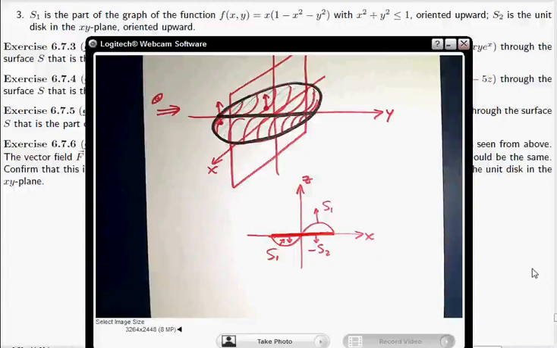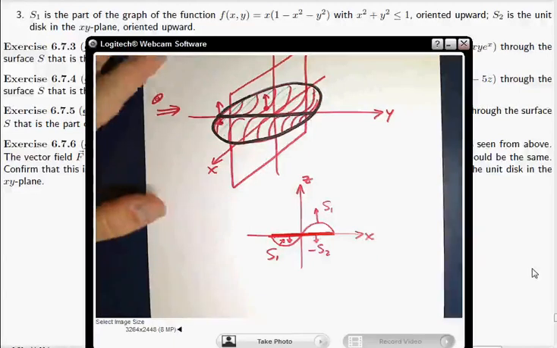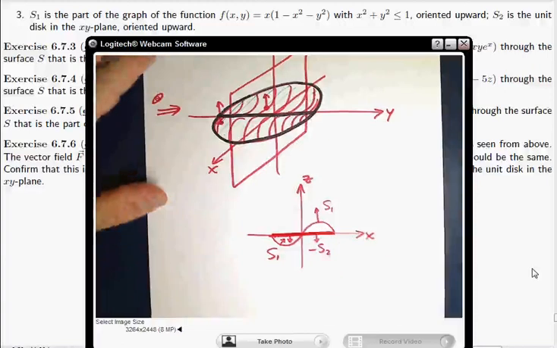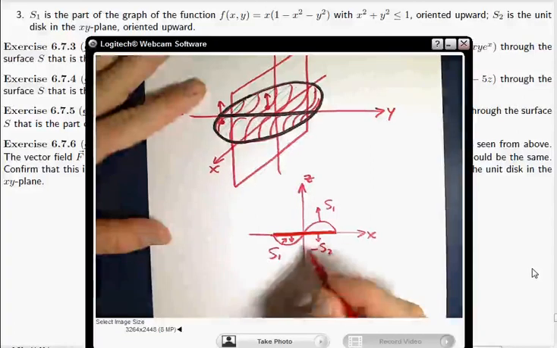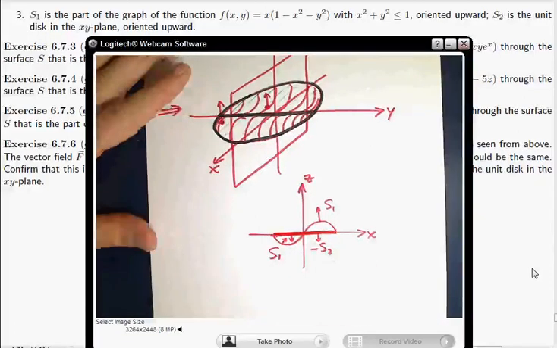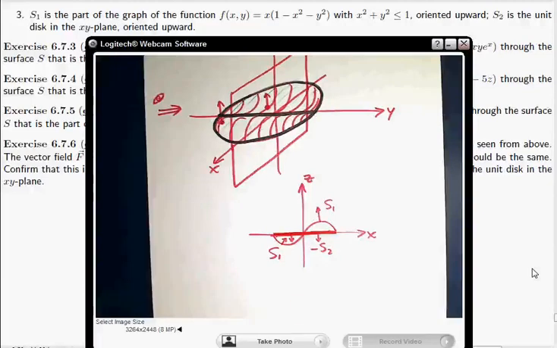Good? And now I want to appeal to your intuition and say that between these two surfaces there are a couple of different solid regions. Did you reverse the orientation of the unit disk? Yeah, I did. That's why. I wrote negative S2 here, because S2 goes up, so negative S2 is oriented down.